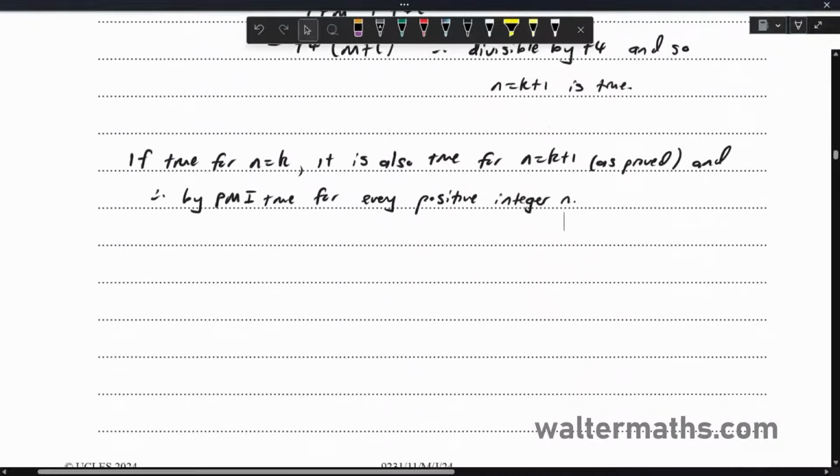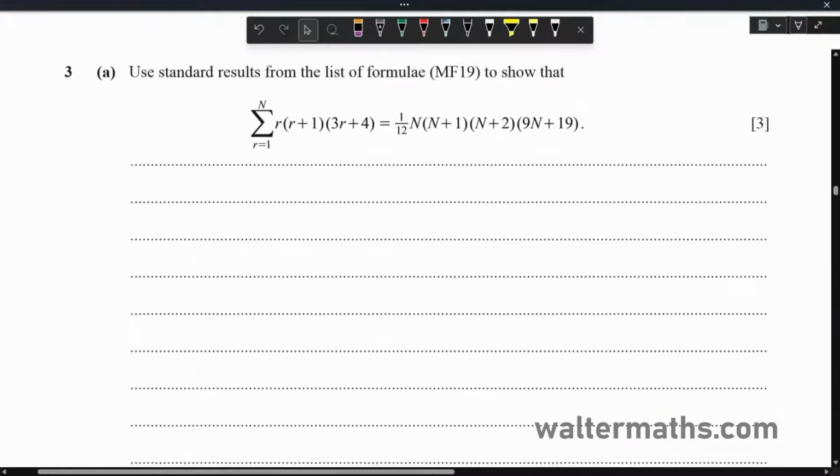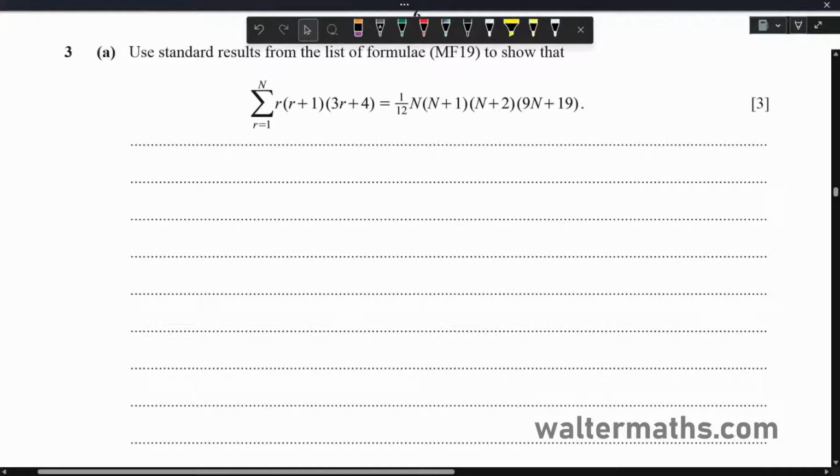Let's move on to question number 3. On number 3, it says use the standard results from the list of formulae MF19 to show that the sum to n of r plus 1 of 3r plus 4 is equal to a 12th of n plus 1 of n plus 2 of 9n plus 19. Alright, so let's work on this problem here.